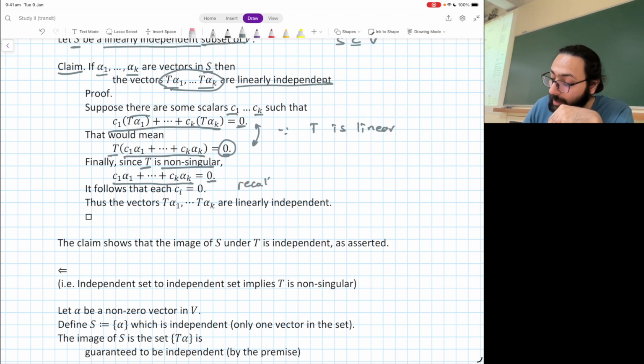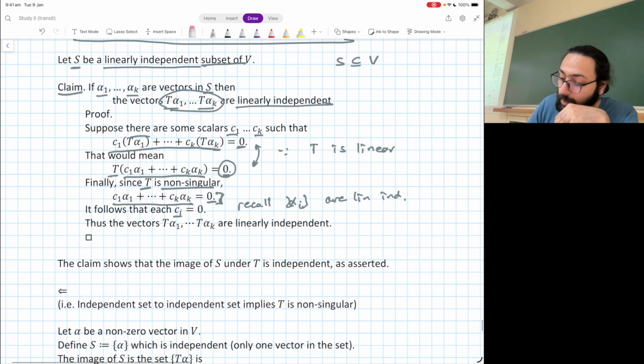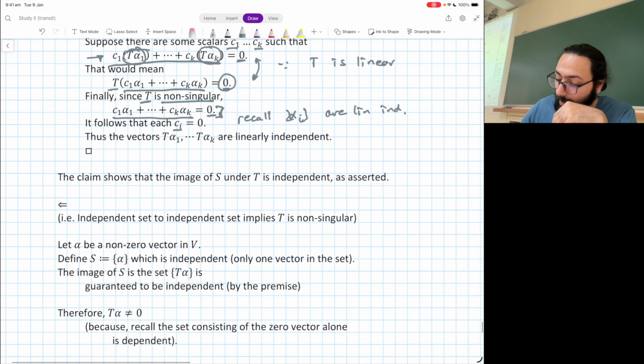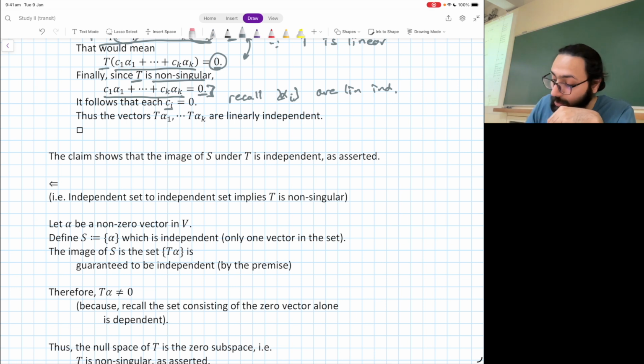Now recall that the alpha i's are linearly independent. So therefore, the only way this statement can be true is if the c's are 0 individually. And what does that tell you? Any arbitrary linear combination that you take can give you a 0 vector only if all the c's were 0, which is what we wanted to argue. So that shows that these T alpha i's are indeed linearly independent. So this claim shows that the image of S under T is independent, meaning linearly independent.